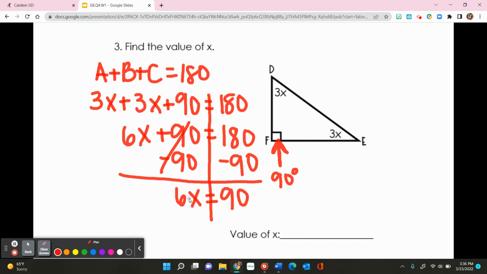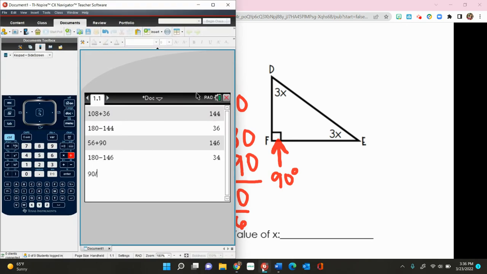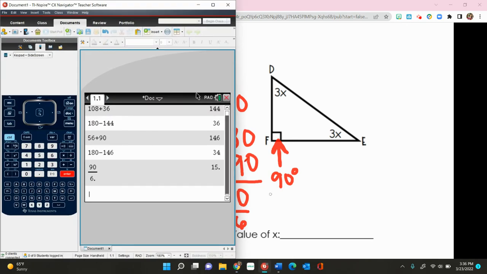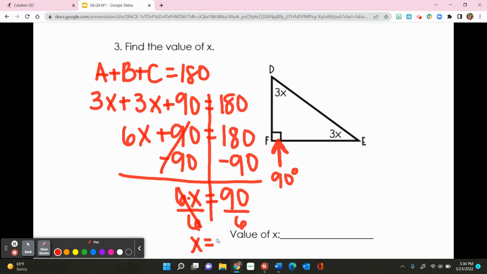Now my last step here, 6 is being multiplied by x, so I want to do the opposite, and I'm going to divide by 6 on both sides. My 6's cancel out. I'm left with x equals 90 divided by 6, give us 15. So here the value of x is 15.